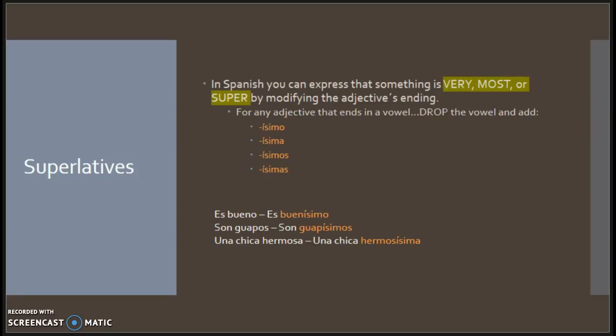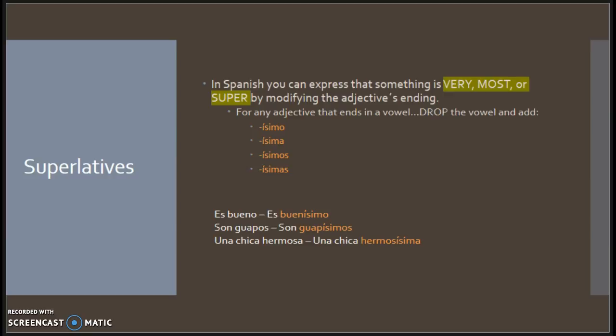It's the highest level. And in order for it to do that, you take an adjective and you drop the vowel. So if you have bueno, you drop the O in bueno. Guapo, drop the O in guapo. Hermoso, or beautiful. Bonito, drop the O. And then you add ísimo. Now notice there's an accent over the first I. Ísimo, ísima, ísimos, ísimas. These agree with the noun that they're modifying.